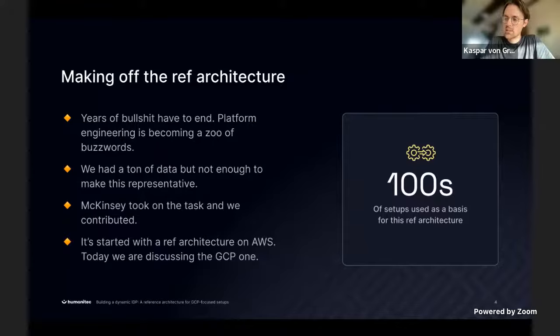And then they said, okay, you know what? We are going to take this on, and we are going to build reference architectures, taking all the learnings from really dozens, hundreds of platforms that we looked at, and ask: what are repeatable patterns here? It started with Amazon Web Services. This GCP one that we're looking at today actually finished 4 days ago, the actual code.